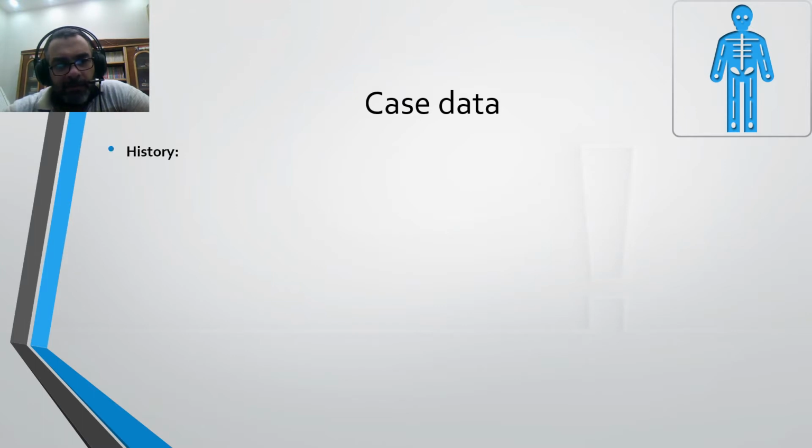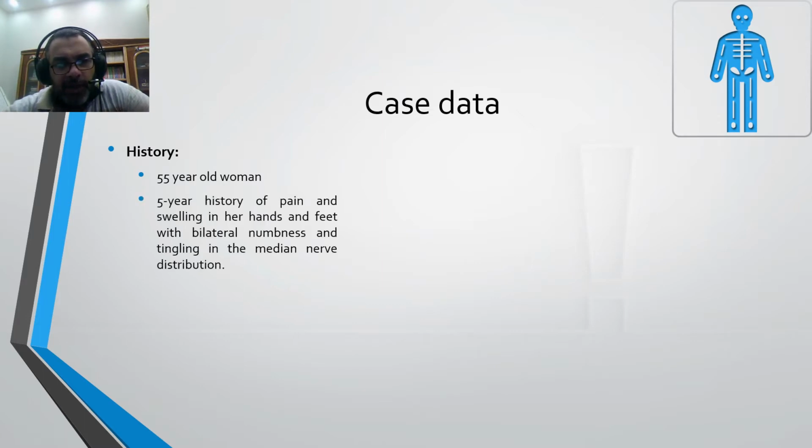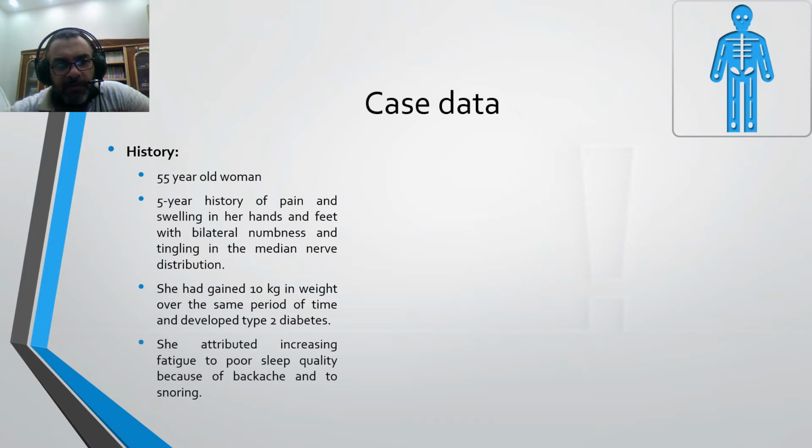Case data: 55 years old female complaining of 5-year history of pain and swelling in her hands and feet with bilateral numbness and tingling in the median nerve distribution. She had gained 10 kg in weight over the same period of time and developed type 2 diabetes. She attributed increasing fatigue to poor sleep quality because of backache and to snoring.